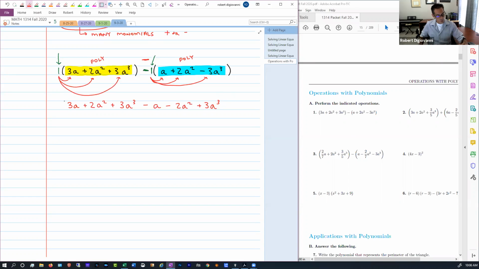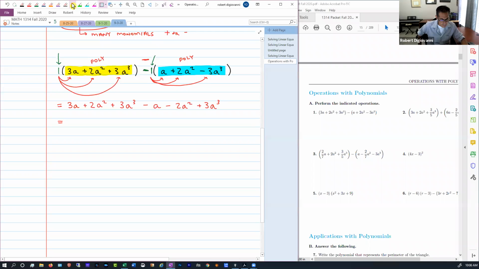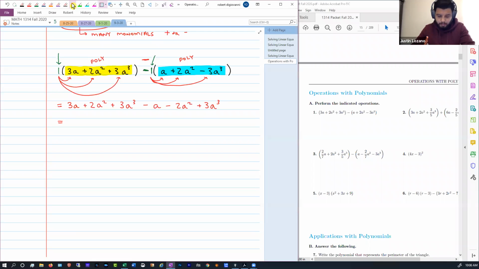Okay, now at this point, here's where we are. All we have to do now is collect like terms. And we're going to let Justin lead the way on that. So Justin, where are you at? I'm right here. Oh, there you are, Justin. Okay, so Justin, like terms. Do you see any like terms? So it'd be 3a minus a.